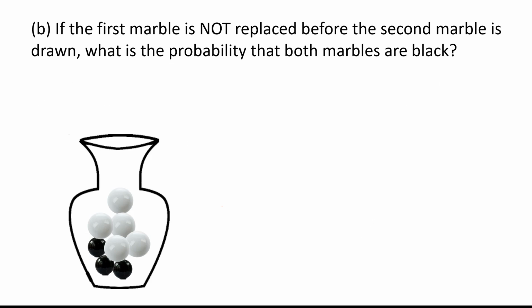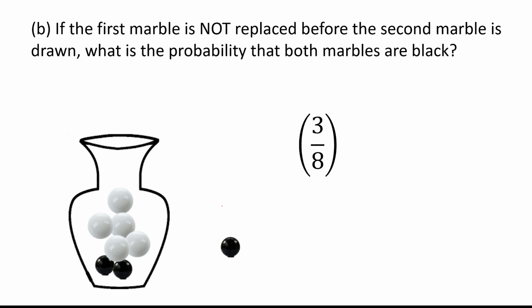Now, what if you don't put the marble back in? If you take that marble out and you don't put it back in, what is the probability that both marbles would be black in that case? Well, in that case, you pulled a marble out, the probability was 3/8 that it would be black. There's 3 blacks, total of 8 marbles. But this time you don't put it back in, you leave it out.